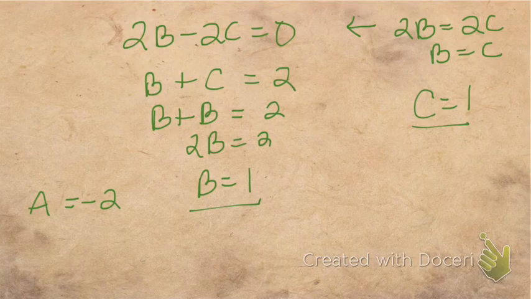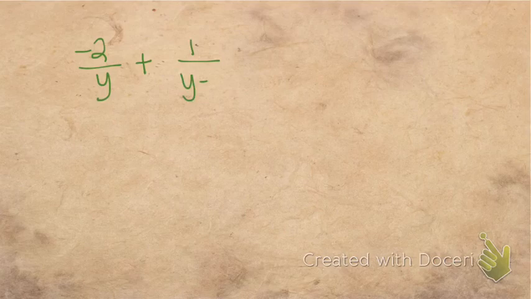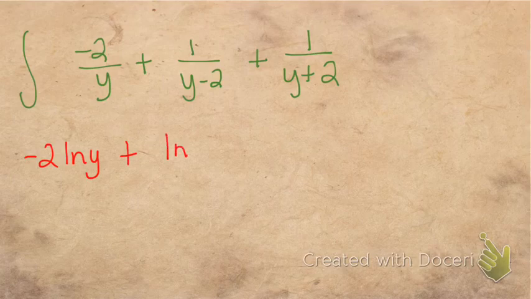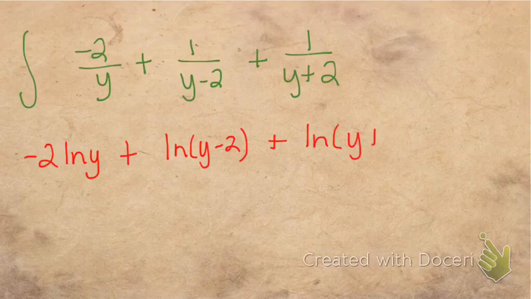So then we go back and rewrite our equation. We have negative 2 over y plus 1 over y minus 2 plus 1 over y plus 2. We take the integral of that, and you get negative 2 natural log of y plus natural log of y minus 2 plus natural log of y plus 2 plus c.